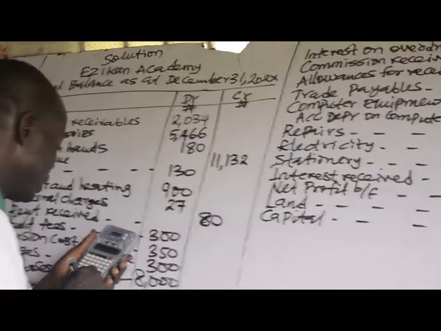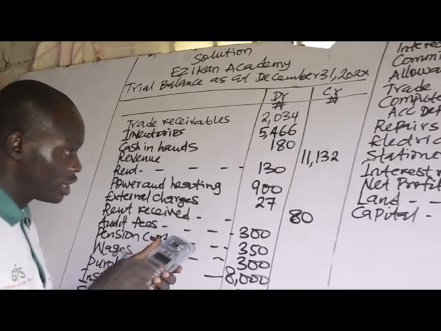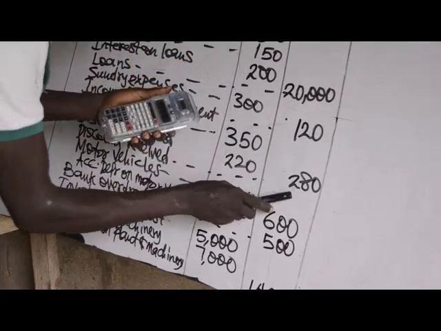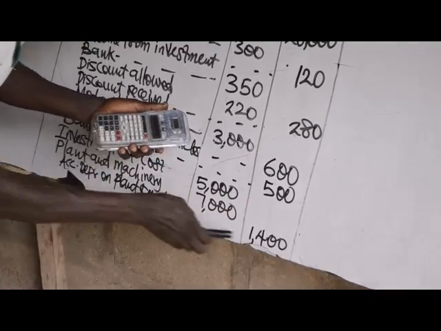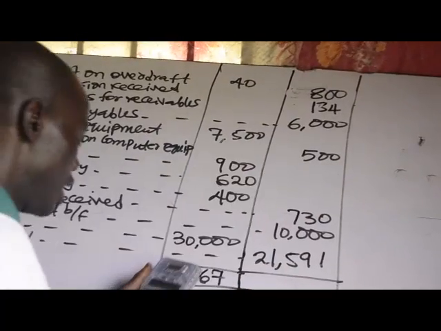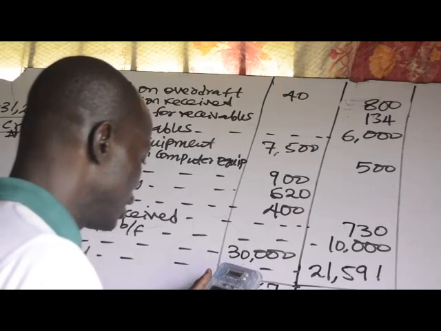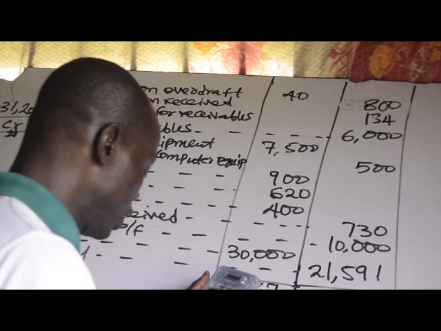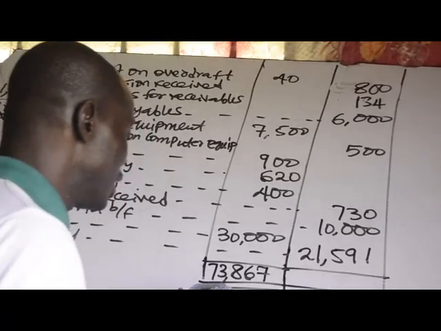Now, let's sum up the credit side. We have 11,132 plus 80 plus 20,000 plus 120 plus 280 plus 600 plus 500 plus 1,400 plus 800 plus 134 plus 6,000 plus 500 plus 730 plus 10,000 plus 21,591. The credit side is total 73,867.